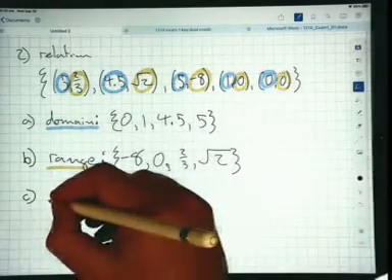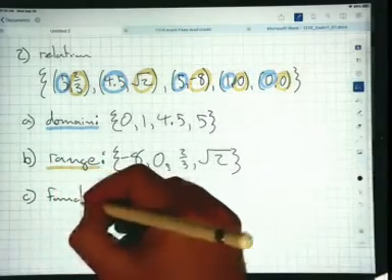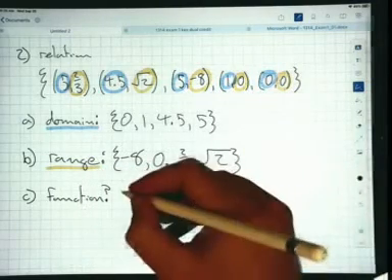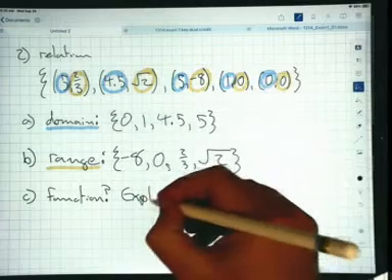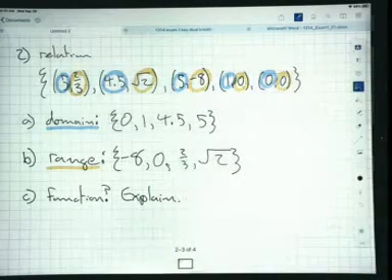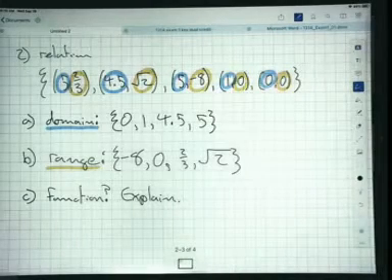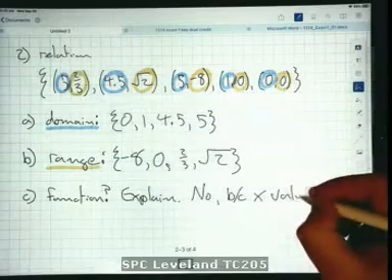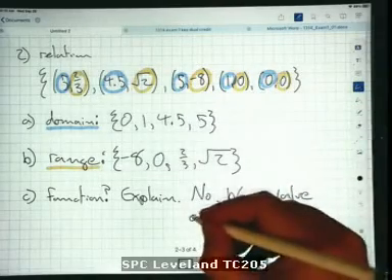And then C, is this a function? And I'm going to say explain. So you tell me, is this a function? Yes or no? And tell me why. No, it is not, because the x value 5 repeats. Good. Couldn't have said it better myself.